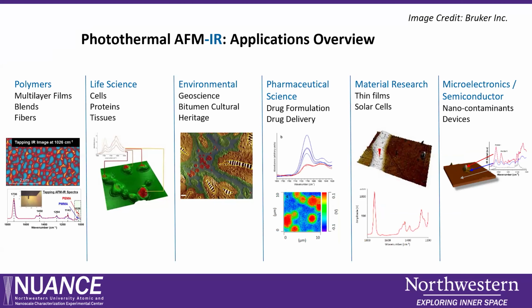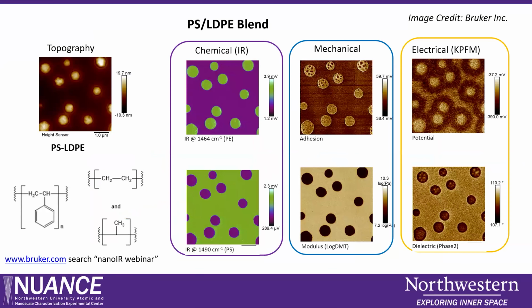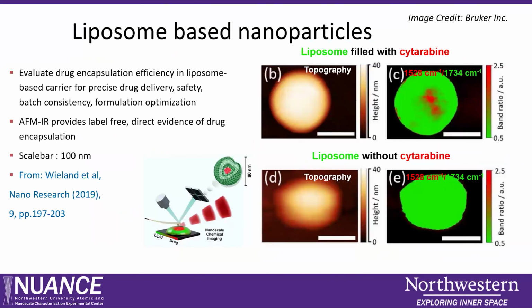So what are the applications? Polymers, life science, environmental, pharmaceutical, material research; whatever technique you can count, this system is very useful. There are no limitations on the sample as compared to the Raman system, where you have very limited sample options. Here you can see a polystyrene and LDPE blend: the chemical IR imaging, but you can also look at the modulus, adhesion, and electrical properties. It's a true multimodal imaging system that can benefit many people.